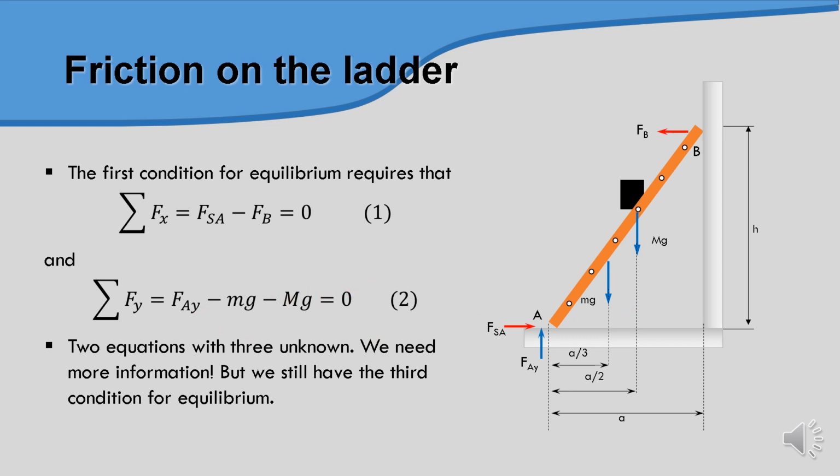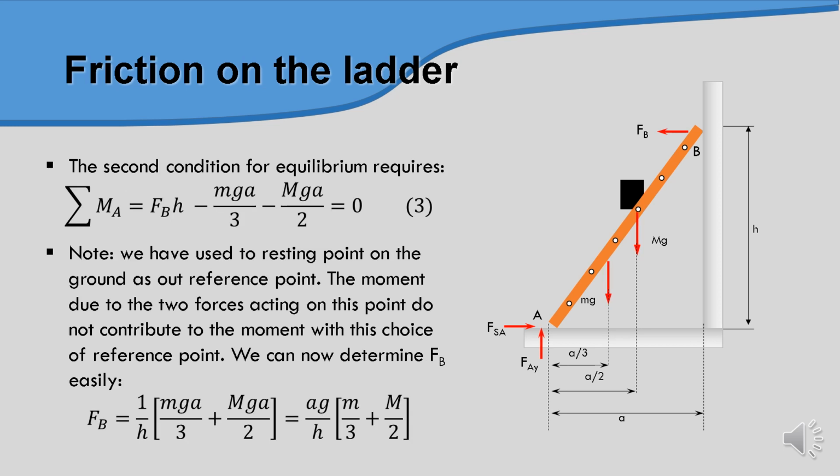If we use these two equilibrium equations, we cannot solve this problem because we have three unknowns. The unknowns are FSA, FAY, and MG. So we cannot solve this problem, and we need an extra equation by using moment.